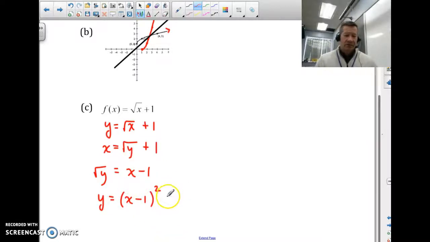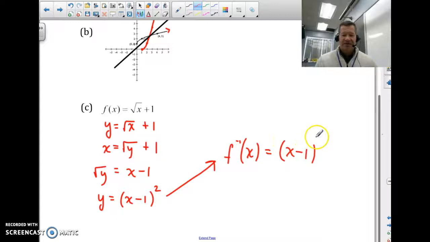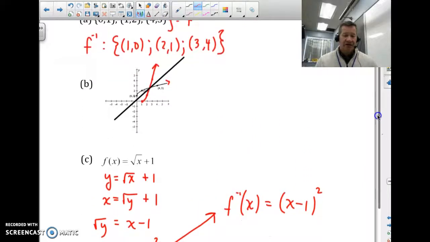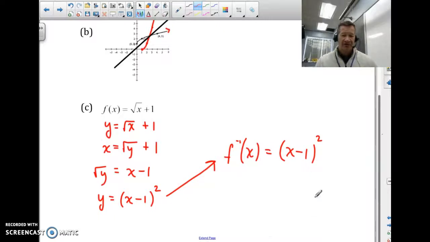Now, so step 1, switch x and y. Step 2, solve for y. Step 3, write it as an inverse. So what is this function? It's the inverse of f. So we would say that f inverse of x is the quantity x minus 1 to the second power. And there we have it. So that's how you find an inverse, whether you're switching points around graphically or given an equation.